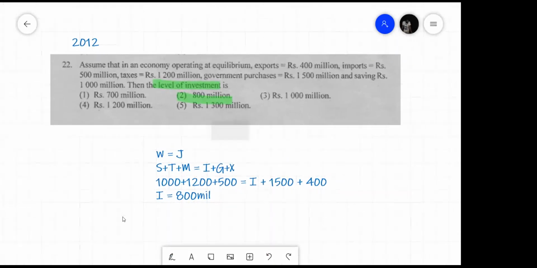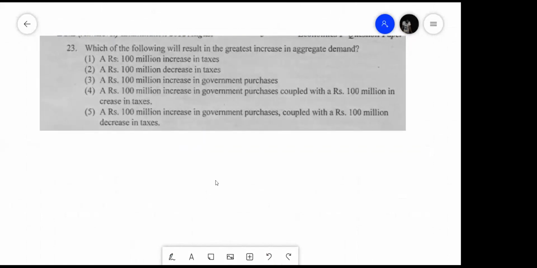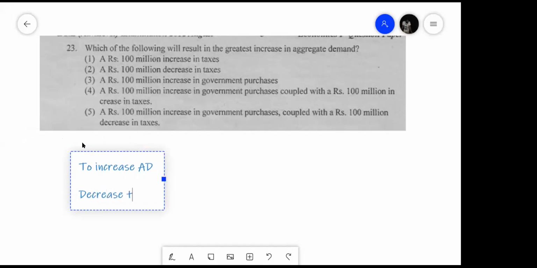Okay, this is a very easy question, trust me. Which of the following will have the greatest increase in aggregate demand? If you want to increase aggregate demand, first of all, what should you do? Do you increase tax or decrease tax? To promote demand, what should you do? Exactly, guys. You decrease tax, right? To promote aggregate demand, you have to decrease tax.